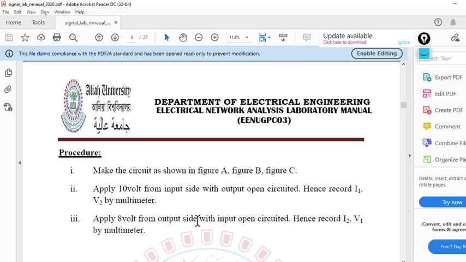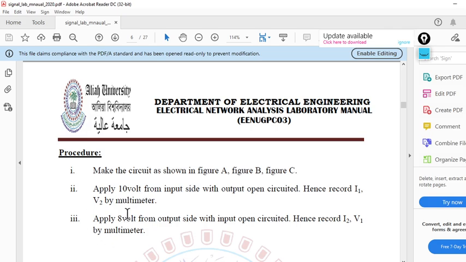Apply 8 volt from the output side with the input open circuited. If the multimeter is not available or not working properly, there are 5-6 multimeters. If I don't know whether the battery will work or not, if it works, then you will change to 8 volt. Otherwise it is not required, because to find the impedance there is no function of voltage. So whatever voltage you get, the impedance will be the same.